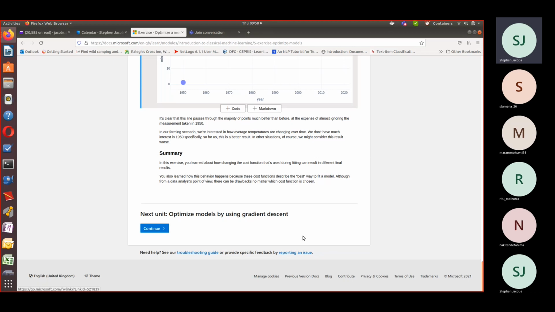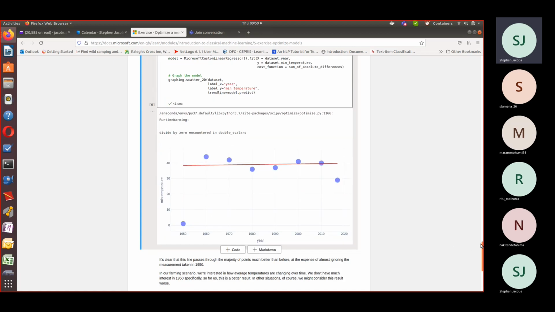So it's clear the line passes through the majority of points much better than before, at the expense of almost ignoring the measurement taken in 1950. In our farming scenario, we're interested in how average temperatures are changing over time. We don't have much interest in 1950 specifically, so for us, this is a better result. In other situations, of course, we might consider this result worse. So yeah, especially if we were expecting a cold winter.